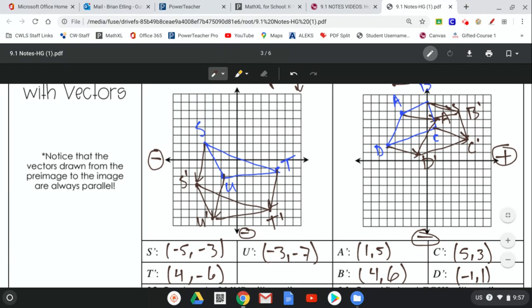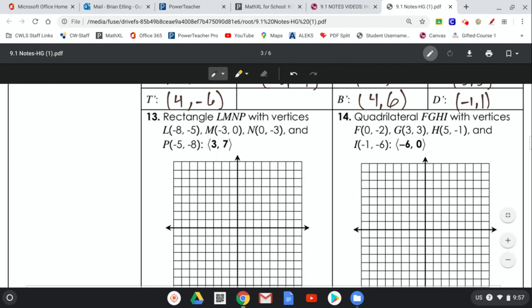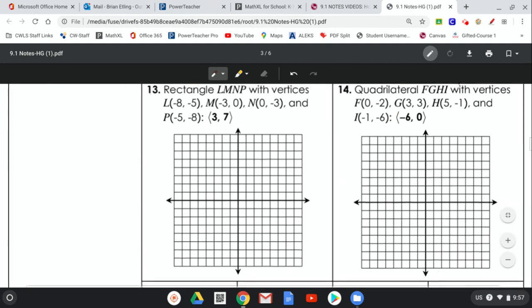So, guys, what I want you to do is try 13 and 14 on your own. Check the answer key on Canvas to make sure you got it correct. So, like I said, use Desmos for this. Probably going to be the easiest thing, unless you have graph paper at home, that's fine. But otherwise, just use Desmos.